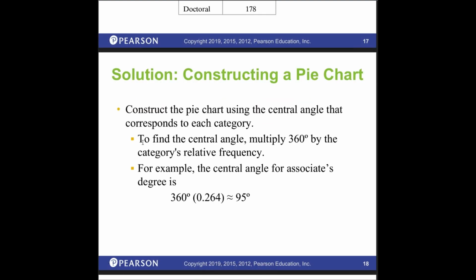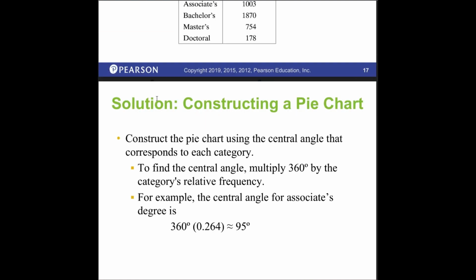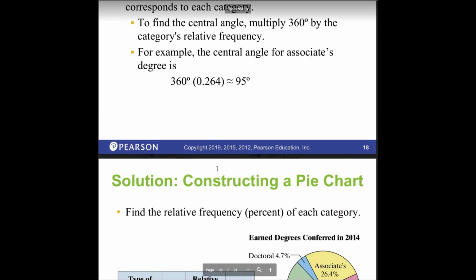We have to construct a pie chart using the central angle that corresponds to each category. To find the central angle, multiply 360 degrees by the category's relative frequency. For example, the central angle for the associate's degree is 360 degrees times 0.264, which is around 95 degrees.